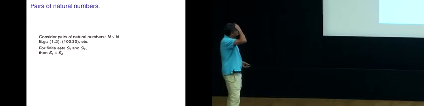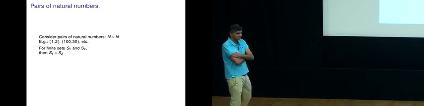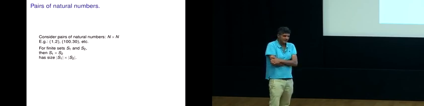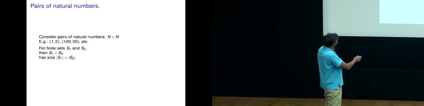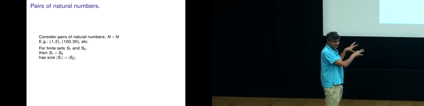Okay, so for finite sets, what's the size of S1 cross S2, if S1 and S2 are finite in size? Right, it's that. So you just ask, how many possible pairs look like this? There's the size of S1 possibilities here times the size of S2 possibilities here. So there's size of S1 times size of S2 different possibilities.